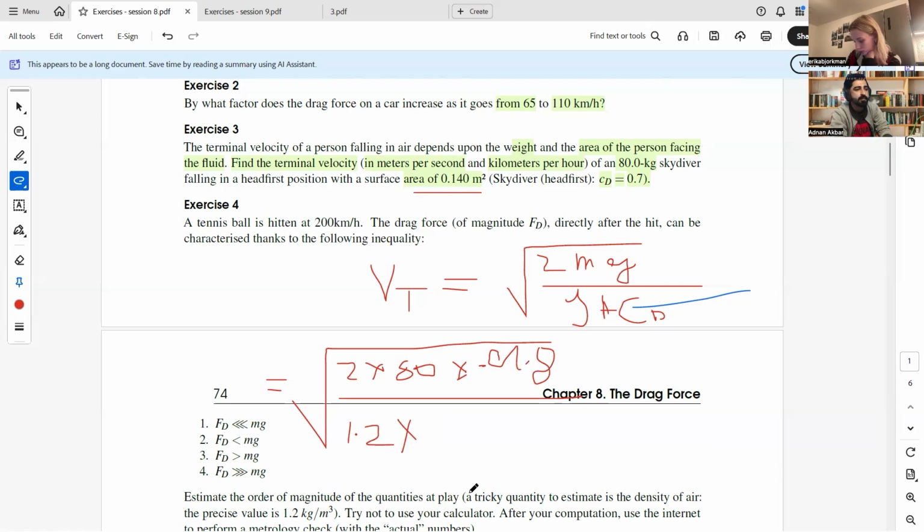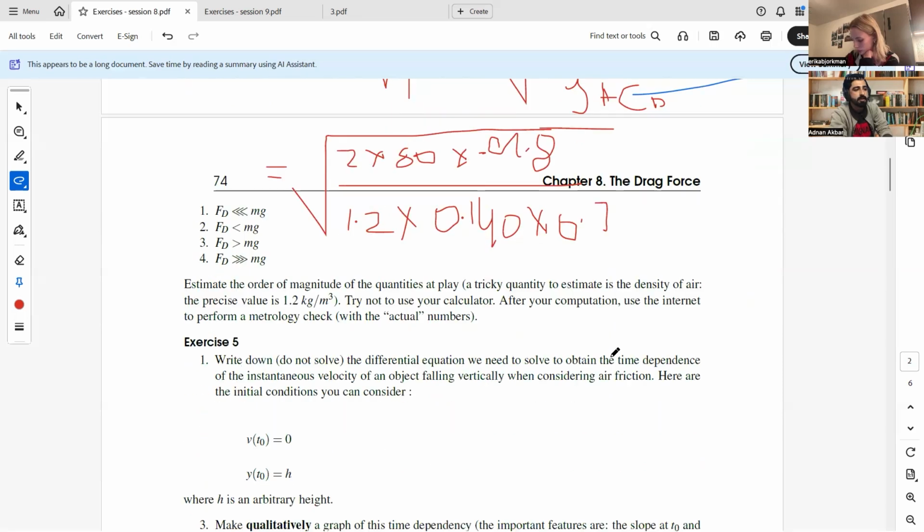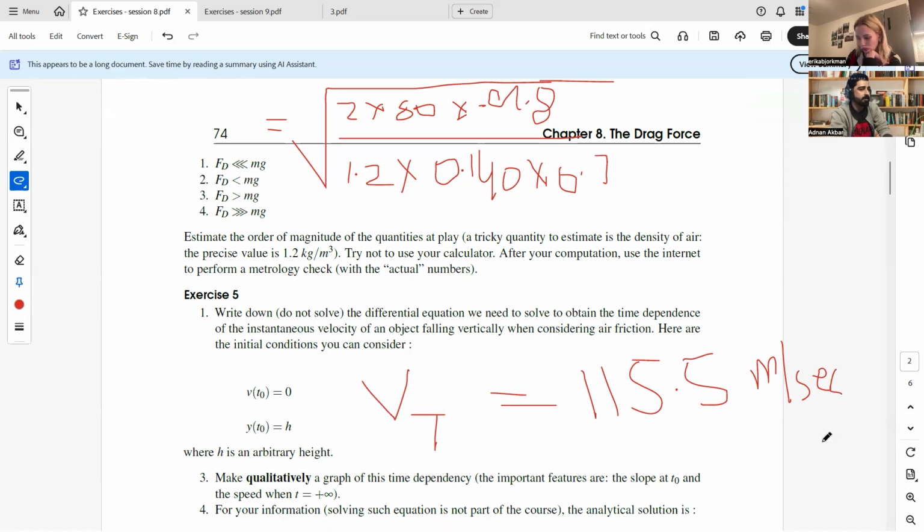Multiplied by the next factor, CD, that is 0.7, and as a result, by using the calculator, you can have the terminal velocity, that is 115.5 meter per second. That is the relation for the terminal velocity.